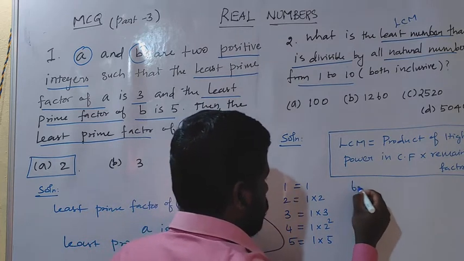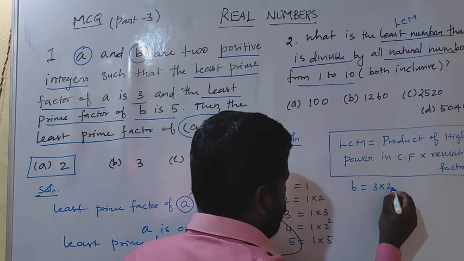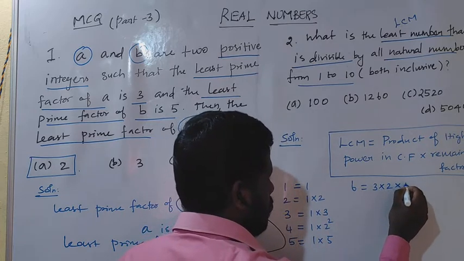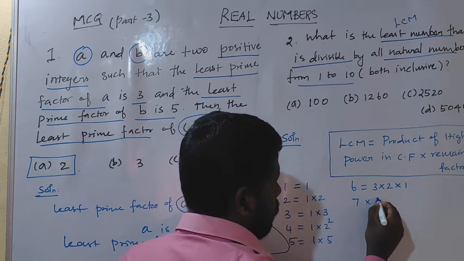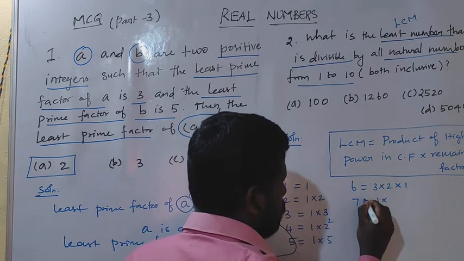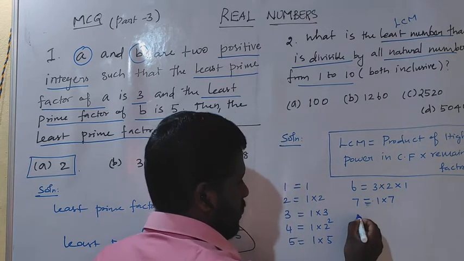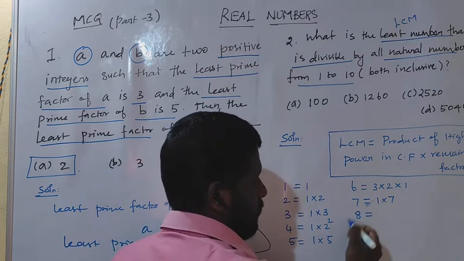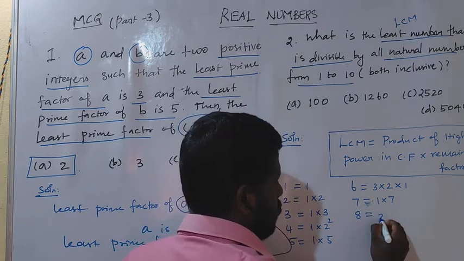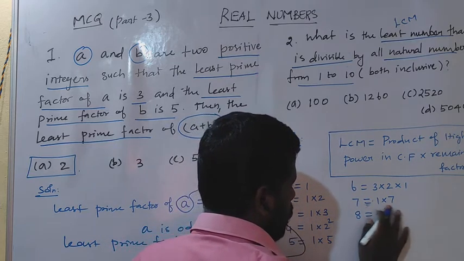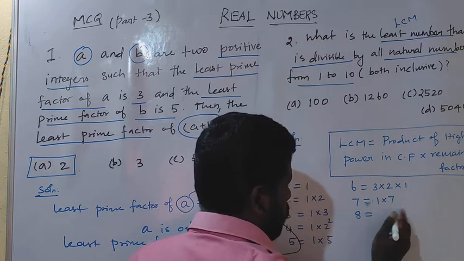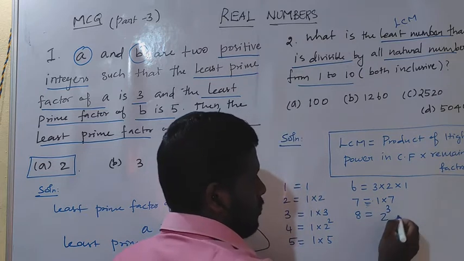Then 6 you can write as 3 into 2 into 1. 3 into 2 is enough, into 1. 7 you can write as 1 into 7. Then 8 you can write as 4 2s are 8, 2 power 2 into, you can write as 2 power 3, 2 power 3 into 1.